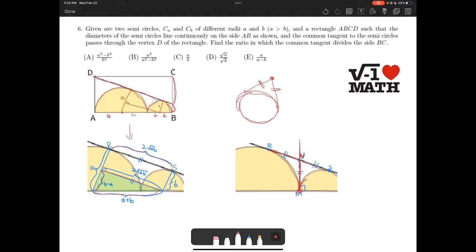And here we have that this is equal to this by power of a point, as we just saw. And similarly, this is also equal to this by power of a point. Therefore, RN is equal to NS, which is, since their sum is 2 square root of ab, each of these is square root of ab.